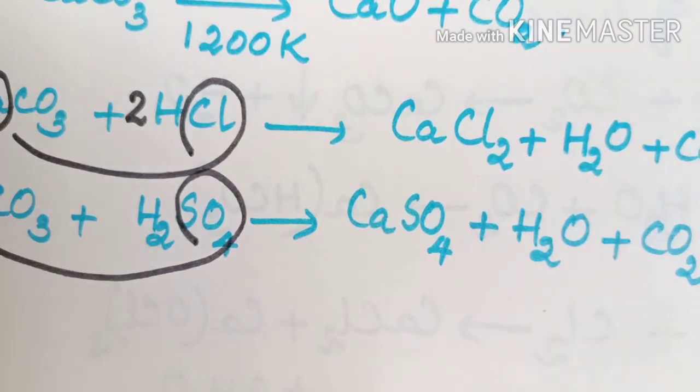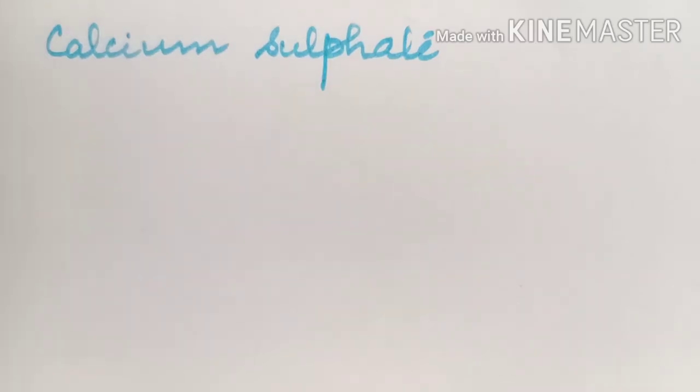Calcium carbonate is used for preparing quicklime. It is also used in the manufacture of high quality paper. It can be used as antacid. It is a constituent of chewing gum and in cosmetics. The next compound that we are going to learn is calcium sulfate.